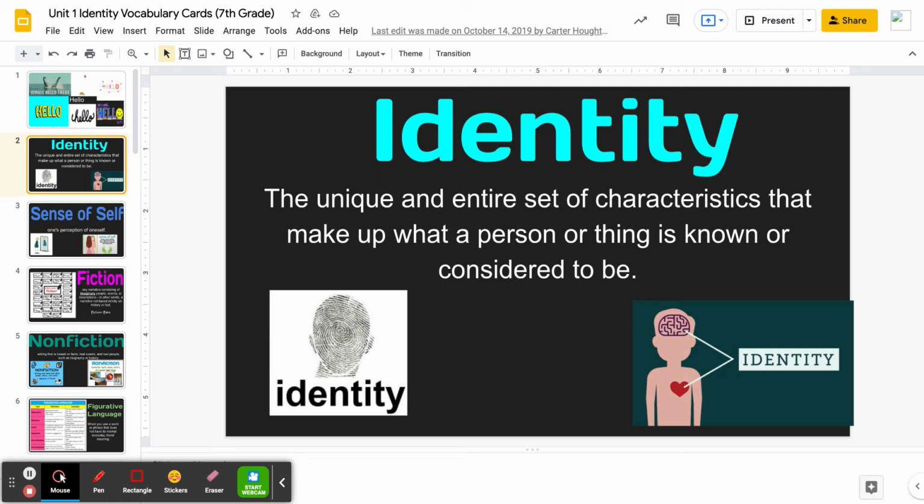So our first word is identity, and this is our unit topic. So this one's really important. Identity is the unique and entire set of characteristics that make up what a person or thing is known or considered to be. So this is really who you are. And identity makes up a lot of different parts of a person. So your friends, your family, your hobbies, your preferences, your career choice, how you learn, all of that creates your identity.